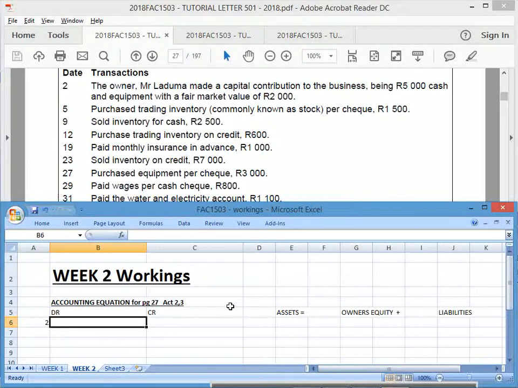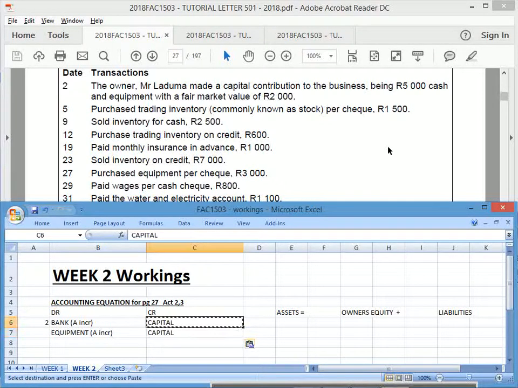So transaction number two says the owner made a contribution to the business. Laduma gave 5,000 cash and equipment at 2,000. So what am I going to do here? Well, the keywords that would have stood out: 5,000 cash, bank asset increase, and equipment asset increase. The owner contributed this. Laduma gave this money and the equipment to the business, so capital. Capital's capital. Capital doesn't need a reason. It's always a credit. So those are your workings.